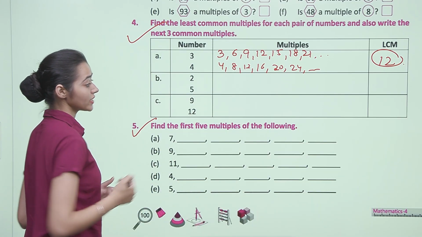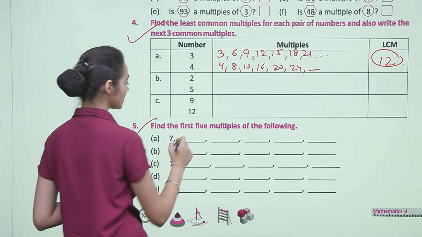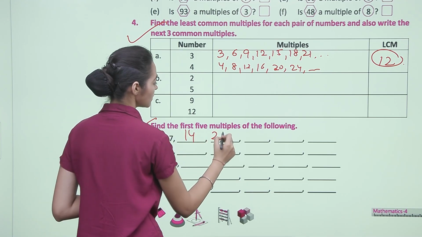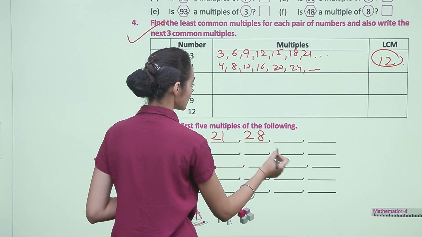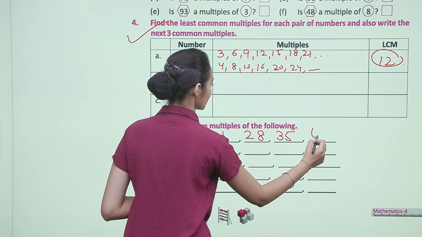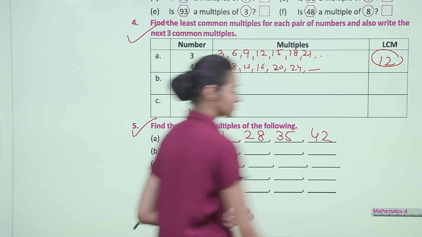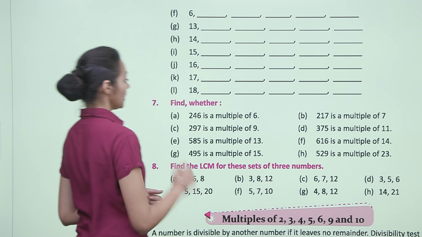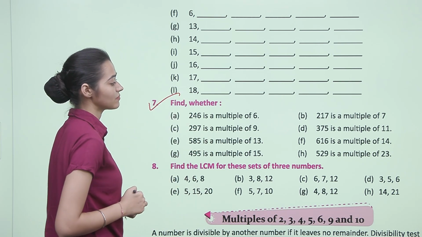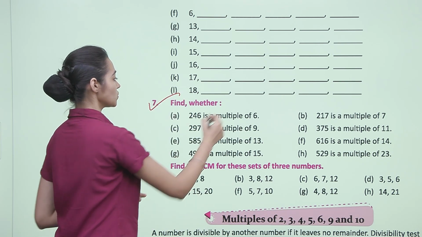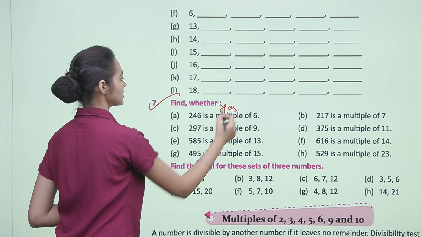Now in the next one, we have to find the first 5 multiples of the following, that is 7, 14, 21, 28, 35, 42. That's how you can complete the remaining part. In the next one, we have to find whether this number is a multiple of 6 or not. So yes, it is a multiple of 6.